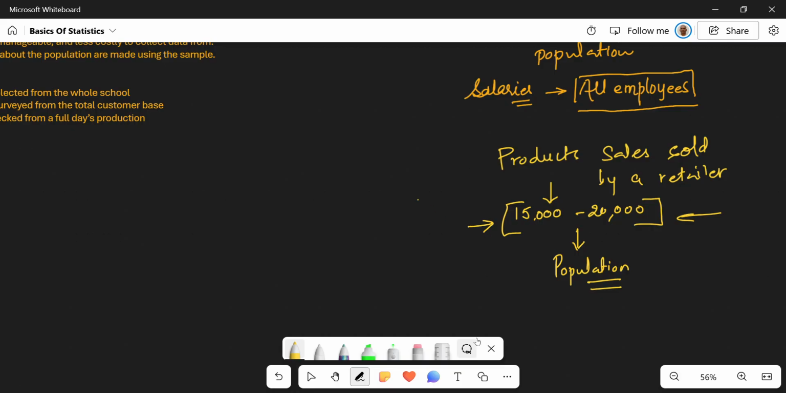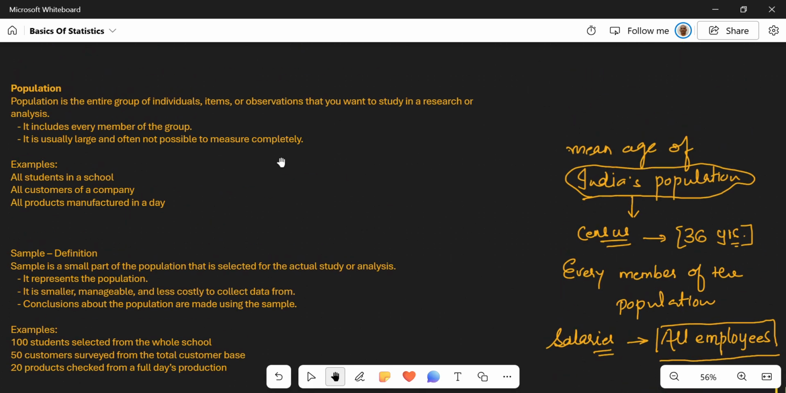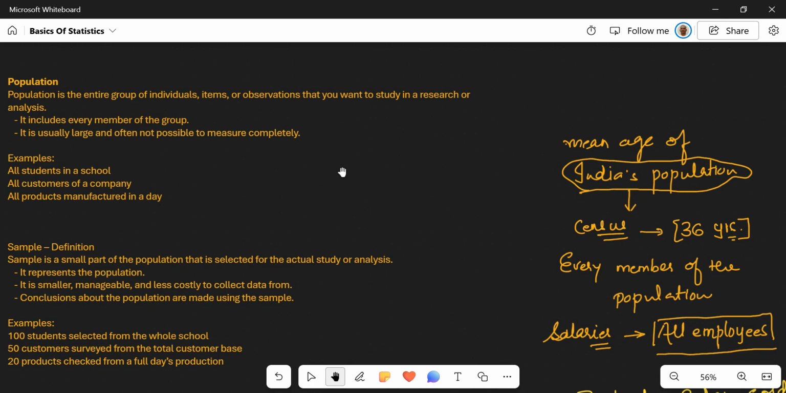So let's go back to our definition and examples, right? It includes each and every member of the group. It is usually large and often not possible to measure completely. Like in the first example, I was going for each and every Indian citizen. Very big exercise to do, costly, time taking, and often not possible for a company doing this analysis, very costly or time taking for them to actually do this, right?